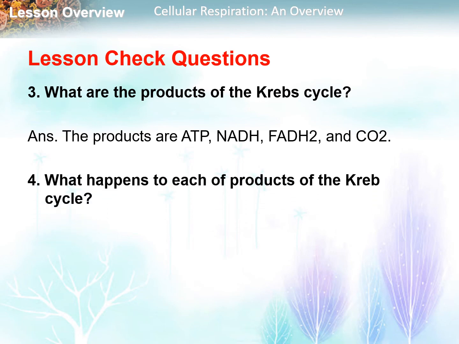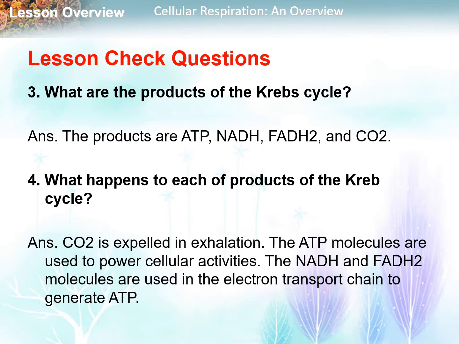Now for our last question: what happens to each of the products of the Krebs cycle? The answer is carbon dioxide is expelled in exhalation. The ATP molecules are used to power cellular activities. The NADH and FADH2 molecules are used in the electron transport chain to generate ATP.